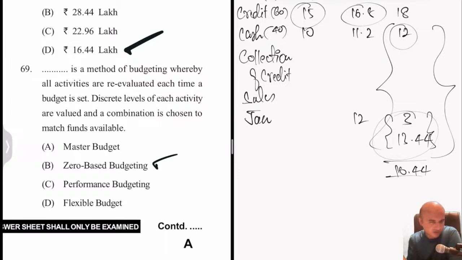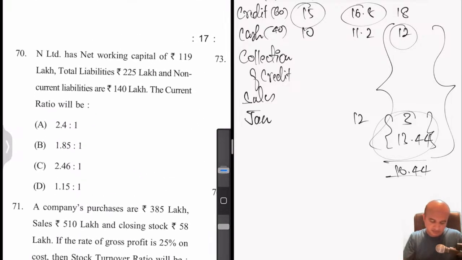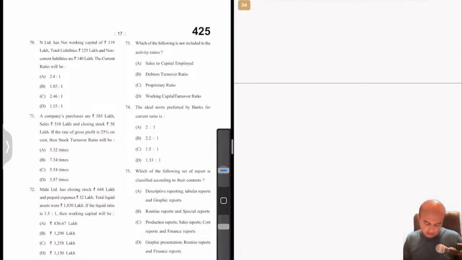Of course, it has its own advantages, disadvantages. You can check it out. But the point here is this thing fits which type of budgeting? Zero-based budgeting. Let's move on. Next. Okay, we will solve the questions in this page and then be done with it. The last part of the question paper, I will take it up in the next video.